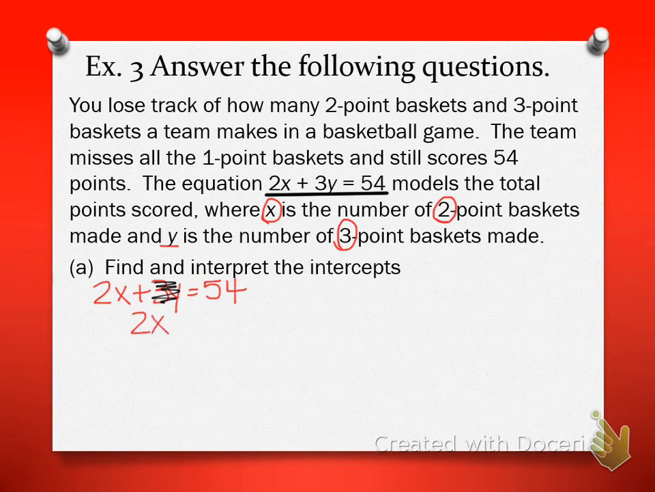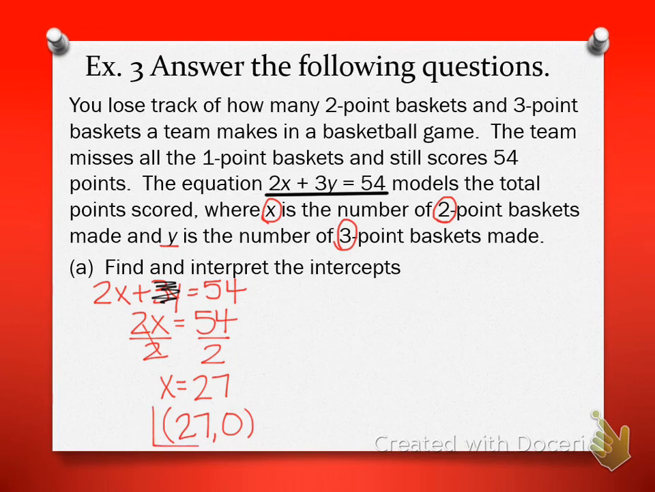2x equals 54, which means how do we solve for x? Divide both sides by 2, and x equals 27. Now, as an ordered pair, that's going to be what? 27, 0.